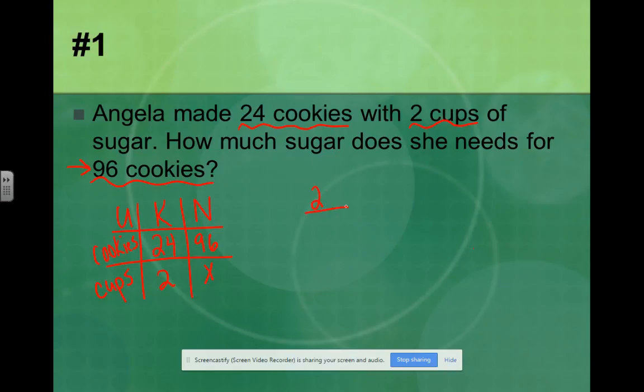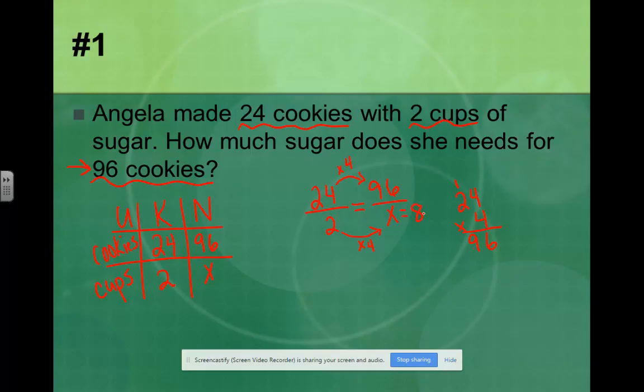Now, when I go to solve this proportion, I take my information straight from my UKN. And when I'm looking at this problem, I need to see, what do you do from 24 to get to 96? I'm thinking it might be times 4 because 4 times 4 is 16. 4 times 2 is 8 plus 1 does give me 96. So from 24 to 96, my constant of proportionality is times 4. So whatever I do to the top, I've got to do to the bottom, and that is times 4.